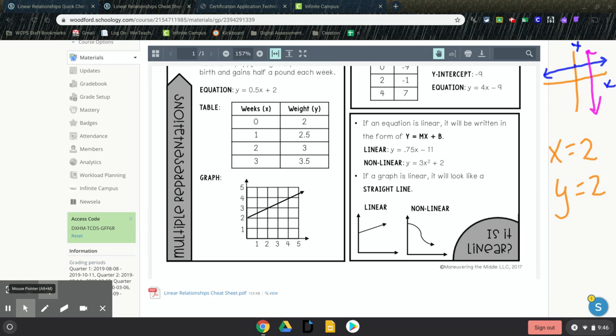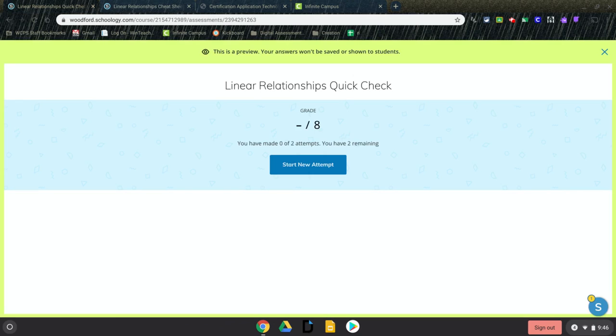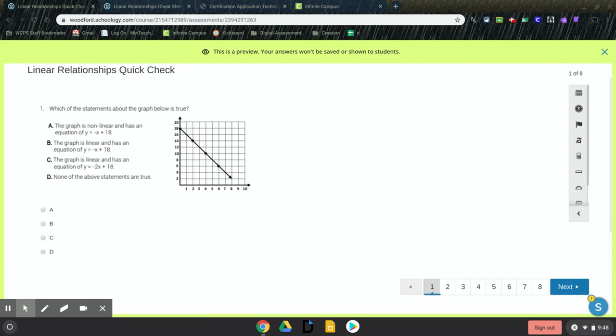Okay, now that we went through our cheat sheet, let's hop on over to our problems. All right, here we go. Okay, number 1. Which of the statements about the graph is true? So the graph is nonlinear and has an equation of y equals negative x plus 18. The graph is linear and has an equation of negative x plus 18. The graph is linear and has an equation of negative 2x plus 18. None of the statements are true.